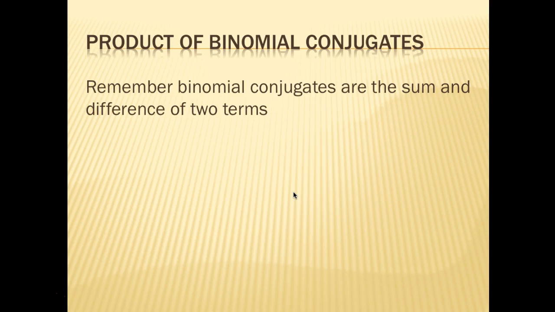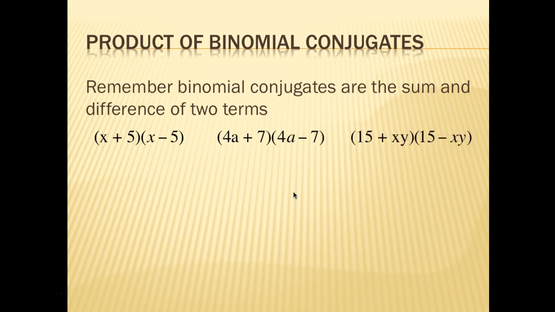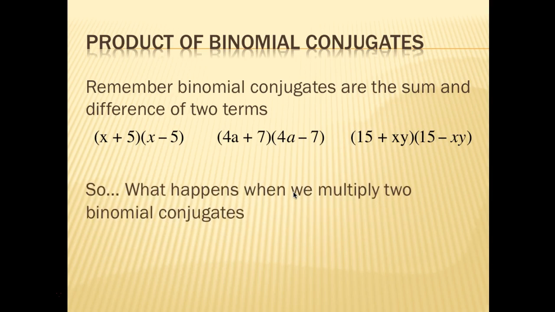Now remember, binomial conjugates are the sum and difference of two terms. So for example, x plus 5 and x minus 5 are binomial conjugates. 4a plus 7 and 4a minus 7 are binomial conjugates. 15 plus xy and 15 minus xy are binomial conjugates. So let's take a look and see what happens when you multiply binomial conjugates.